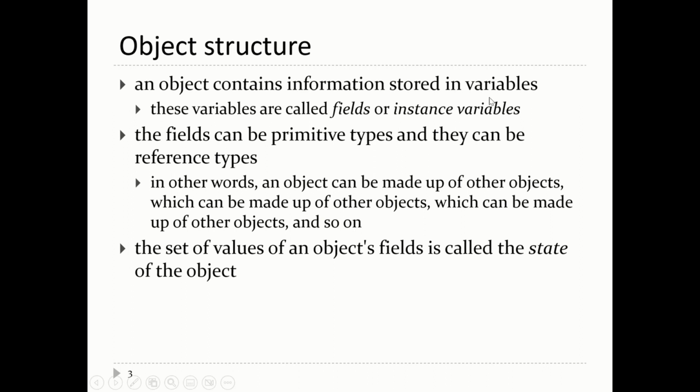Objects contain information stored in variables. The variables are called fields or instance variables; I'm going to call them fields in this course. So every object has fields. Your fields can be primitive types, so an object can have an int in it, for example. But they can also be reference types, so an object can contain another object. Objects can be made up of other objects, which are made up of other objects, and so on, and so on. And so it becomes easy to very quickly build very complicated objects by having objects contain other objects.